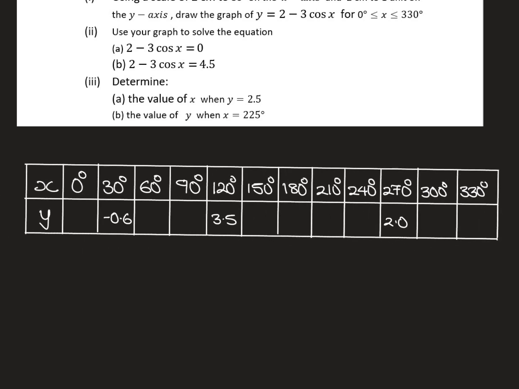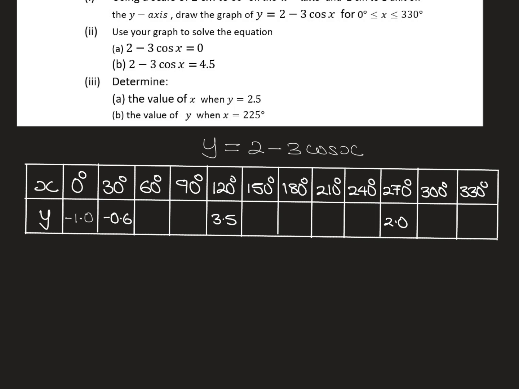So this is the table that we have for the equation y is equal to 2 minus 3 cos x. All that we have to do is to take the calculator and plot in the values directly. So starting with 2 minus 3 cos 0, y becomes minus 1.0. We will round up to one decimal place because all the other values that were initially given are rounded up to one decimal place.